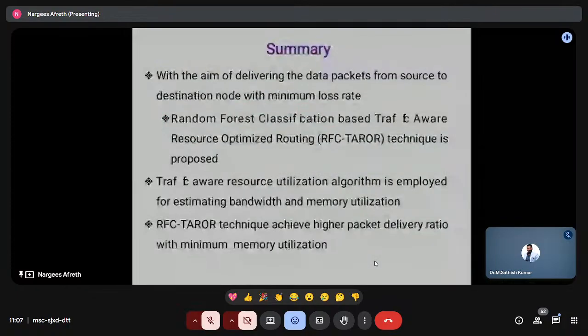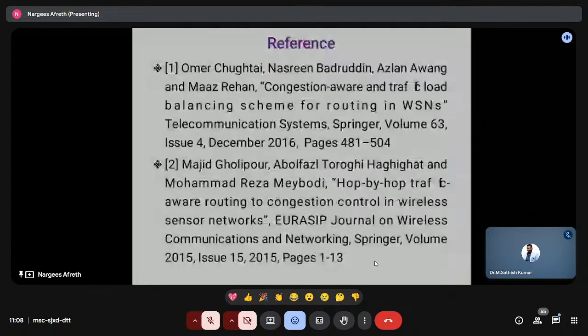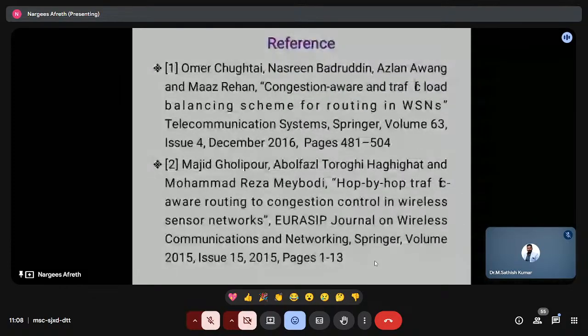So, in summary, our technique reduces packet loss and consumes less memory when compared with the other two existing systems. It achieves a high packet delivery ratio with minimum memory utilization. These are some of the references. Thank you for your attention.